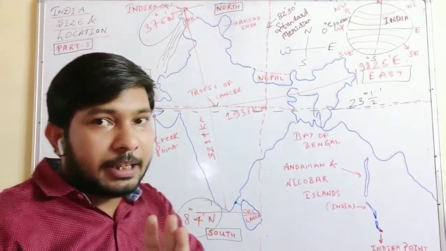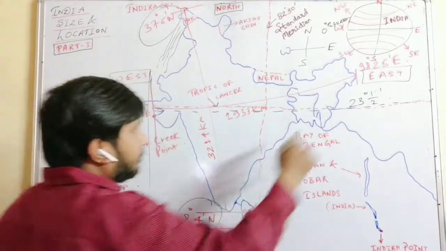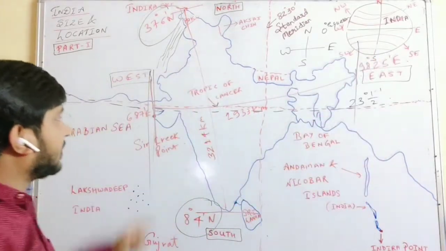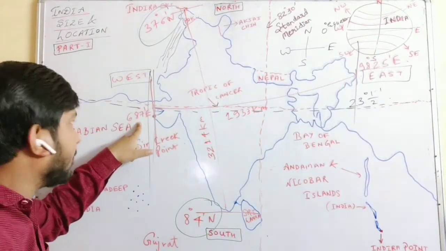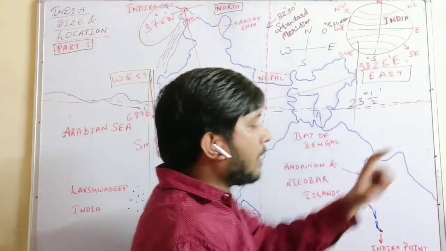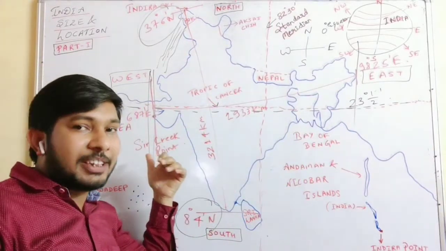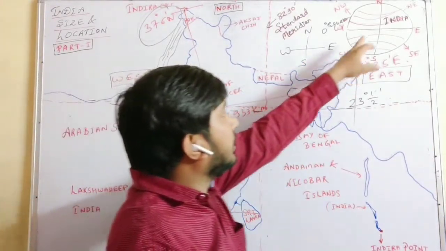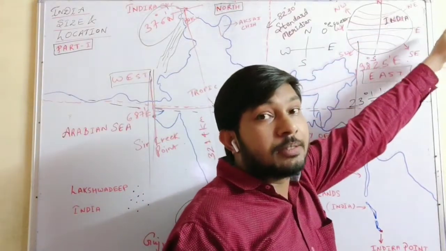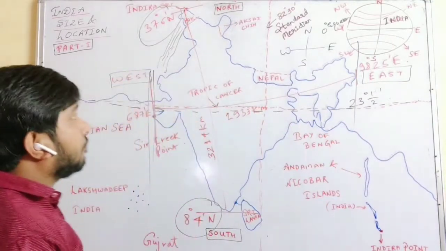Understood? Similarly, if you see the longitudinal extent, this is your longitudinal extent: 68°7' east to 98°25' east. Why again are we writing east on both sides? Should this be west? No, because it comes in the eastern part of the world. Got it?